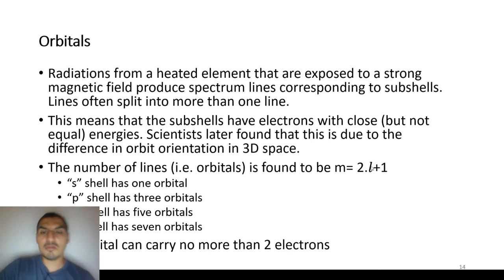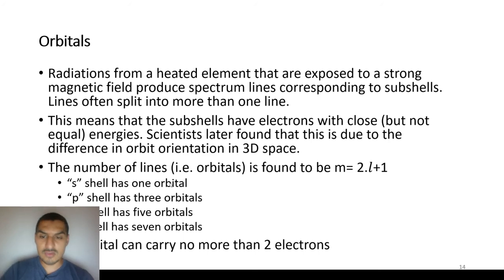So again, the subshells have electrons with close but not equal energies, and that is due to the rotation in 3D space. So you would find the electrons rotating in the same subshell but in different orientations in space. And we found that the number of lines, or orbitals, is m equals 2l plus 1, and this is the third number that we have here. So we have the principal quantum number n, and then we have l, which is the subsidiary quantum number, and then we have the orbital number, which we call the magnetic quantum number, because we exposed it to a magnetic field. It is 2l plus 1.